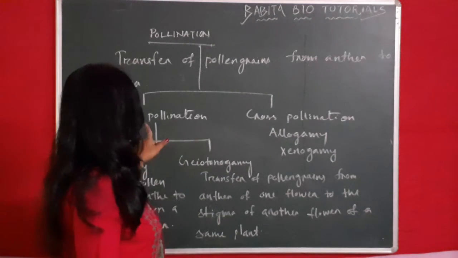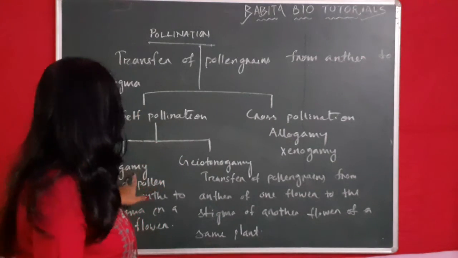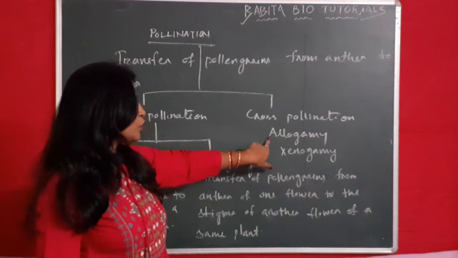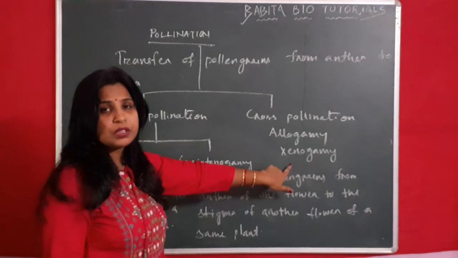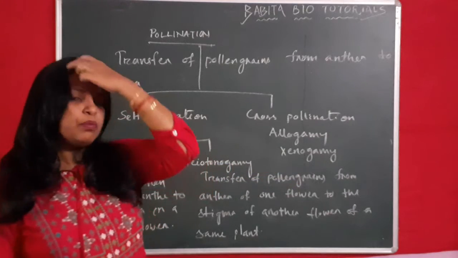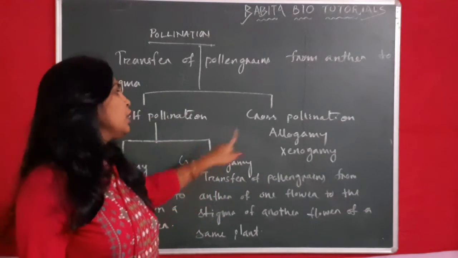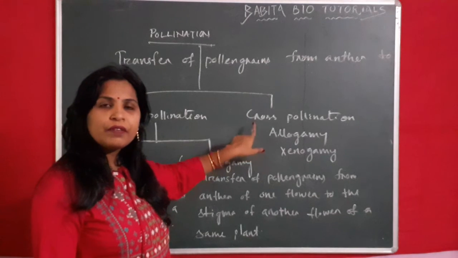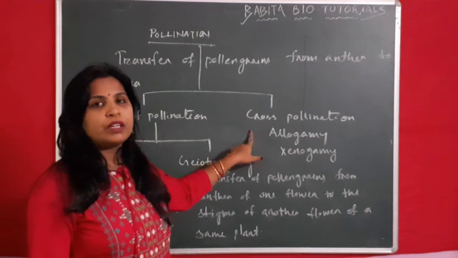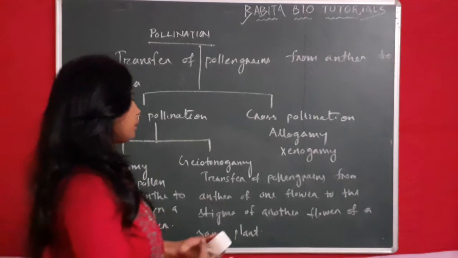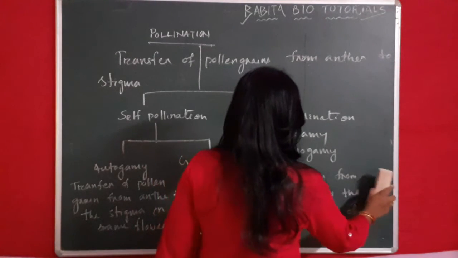Understood? Self-pollination may be autogamy or deuterogamy. Cross-pollination is otherwise known as allogamy and xenogamy. In self-pollination, the plant does not need any agent. But in cross-pollination, the flower needs an agency. The agent may be a biotic agent or an abiotic agent. Now we will go for cross-pollination.